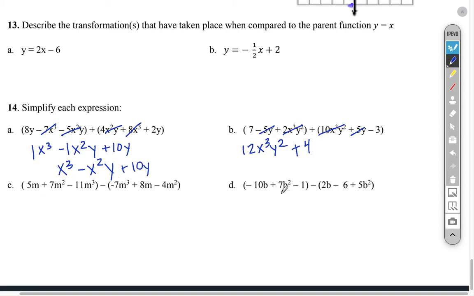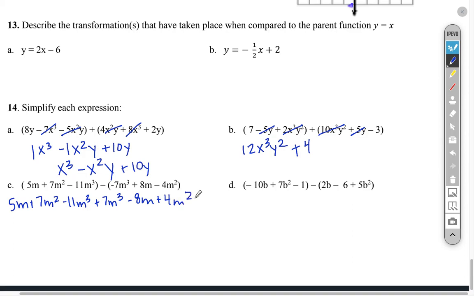All right, now C and D, these are where we're subtracting, so these are where some things are going to change. So we have 5m plus 7m squared minus 11m cubed. That stays the same. And then because of this minus sign, everything behind it in this parentheses is going to change sign. So now we have positive 7m cubed, negative 8m, and positive 4m squared. And now we can combine our like terms.